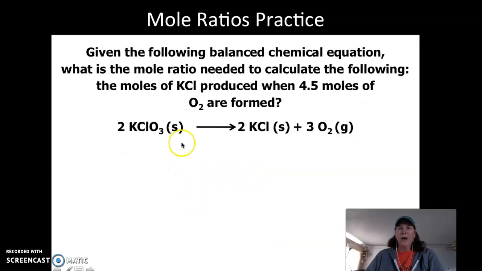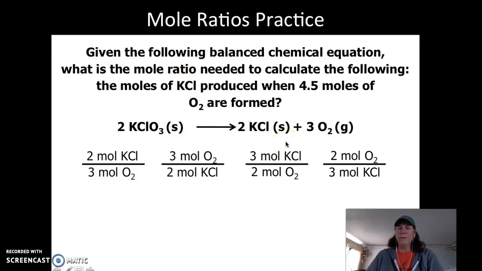Given a balanced equation, again, this is great. We've got our balanced equation. What is the mole ratio needed to calculate the following? We got 4.5 moles of oxygen. So we're starting with oxygen, and we're trying to find KCl. Again, write down what you know. There's all kinds of stuff here, don't worry about that part. This is what I'm worried about.